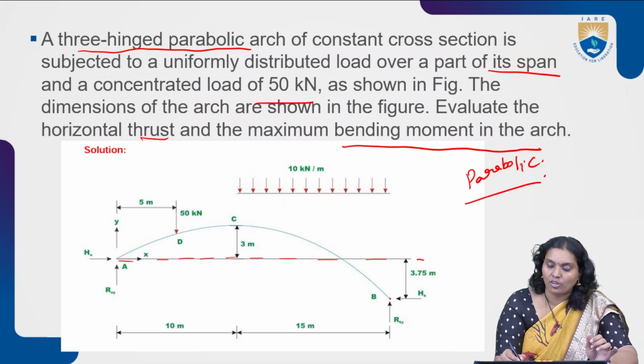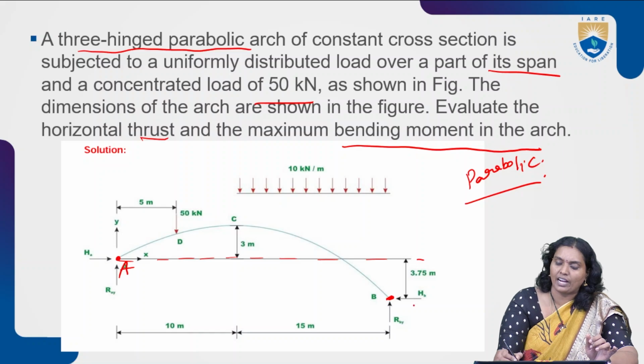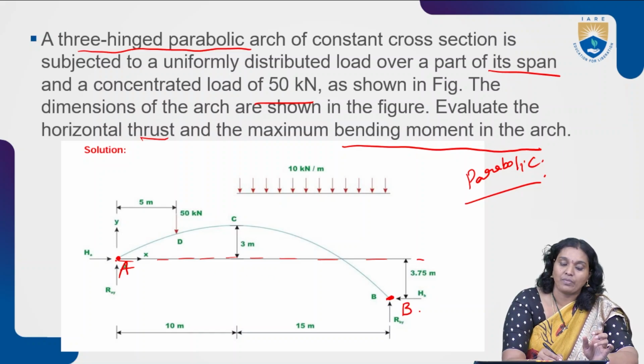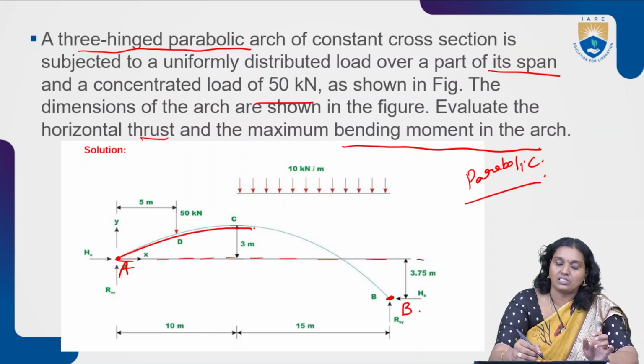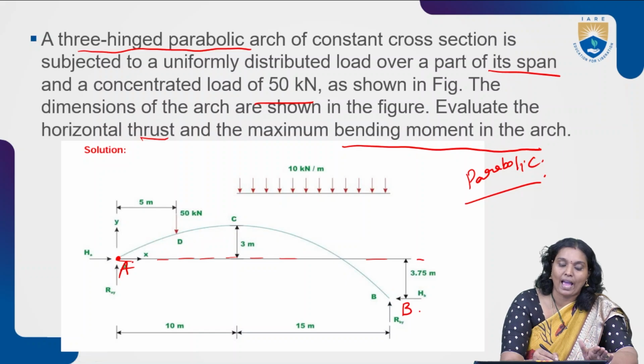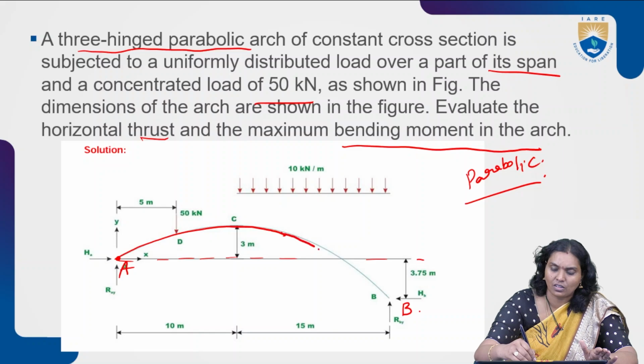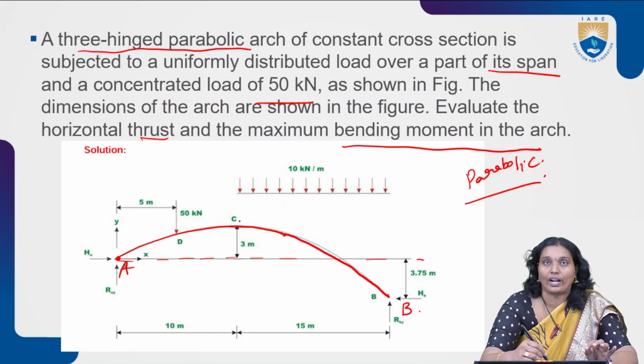The starting point and the ending point, A and B of the arch, are not on the same axis. So it is not a symmetrical one, it is an unsymmetrical one. The length of the span of the arch is 25 meters, and the crown is not at the midpoint.